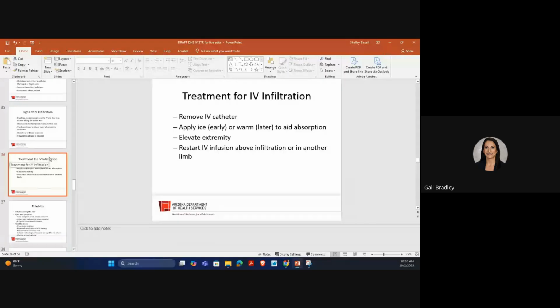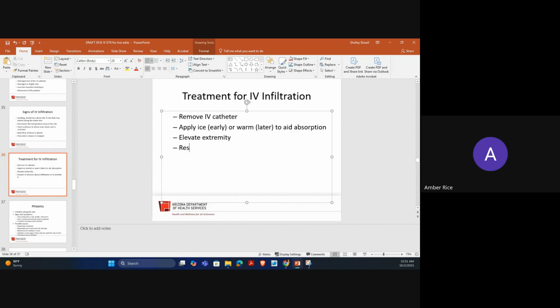I'm just looking at the last bullet. I think the first three are okay. We want to treat it, right? Remove it, apply ice, warm, elevate. But I don't know that we want to restart IV infusion above the infiltration or in another limb. Yeah. Okay. So just delete the bullet, you mean? Okay. Great.